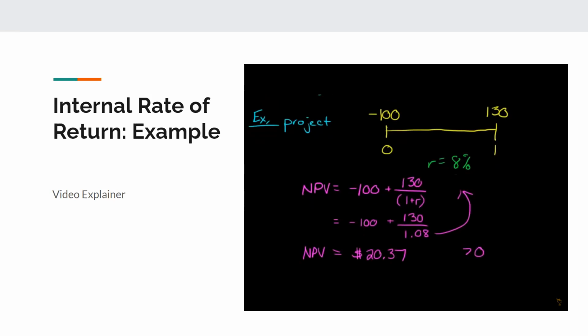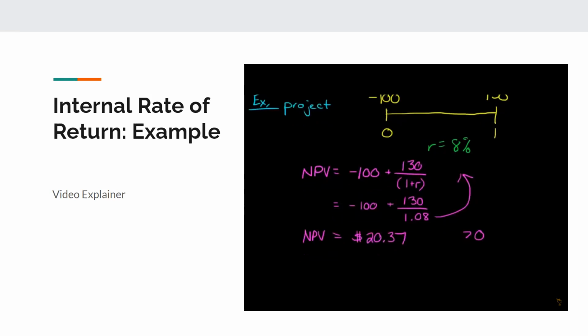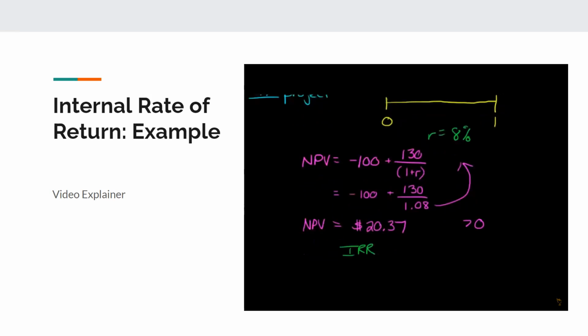But let's think about IRR now. Well, how is IRR different from NPV? Well, ultimately, what we're going to do with IRR, let me just say IRR here now so I make this clear. I don't want you getting confused.